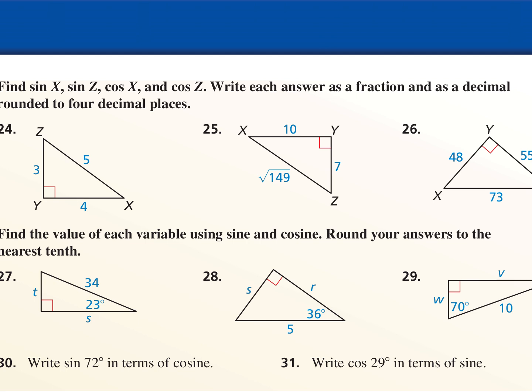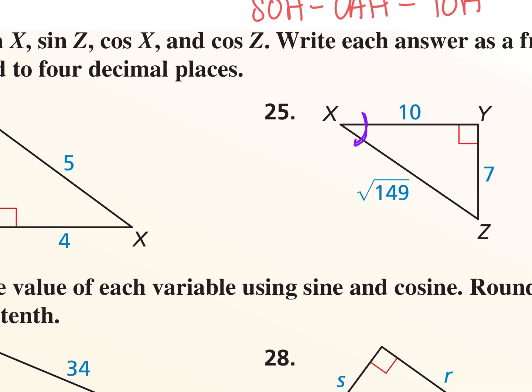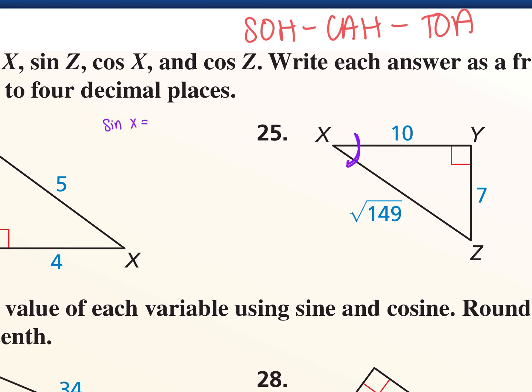So I'm going to go ahead and do my angle x first. I'm going to do it using the angle. So just writing my SOHCAHTOA. I'm using sine and cosine, so I'm going to use sine first. I'm looking at angle x. I'm going to have sine x. And sine is opposite over hypotenuse. So this is my opposite, this is my hypotenuse, this is my adjacent side for angle x. So opposite is 7 over the square root of 149.